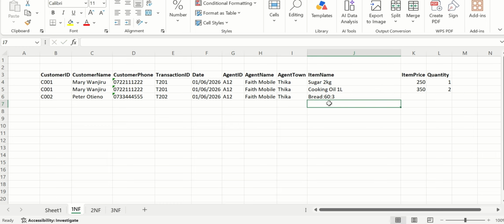And then here we have bread. So bread is the item name, and then 60 is the unit price. So 60 here, and then quantity is 3. So let's remove this.